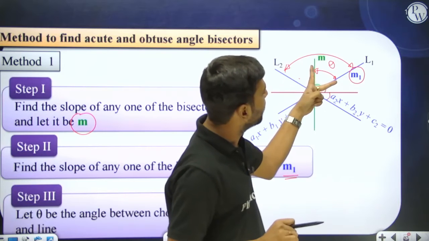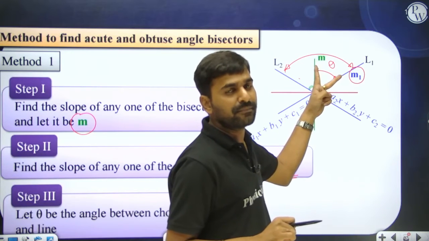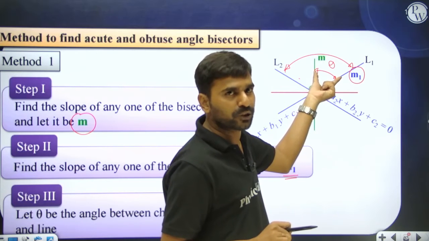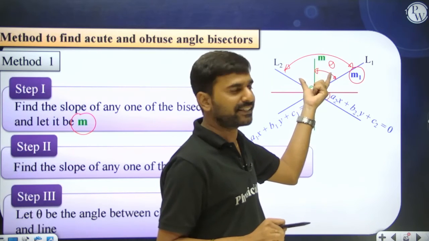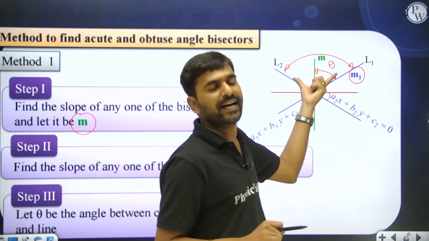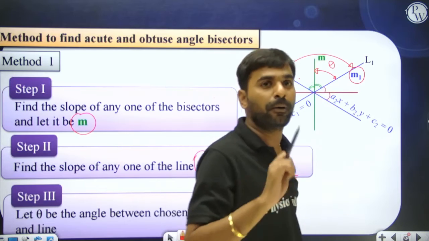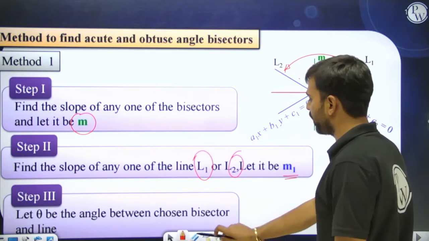Whereas if tan theta is coming out to be greater than 1, that means this angle is more than 45 degree. If this angle is more than 45 degree, this angle is also more than 45 degree, that means this entire angle is more than 90 degree. If this angle is more than 90 degree, then this m wala bisector has to be the obtuse angle bisector. So I hope you understood this.